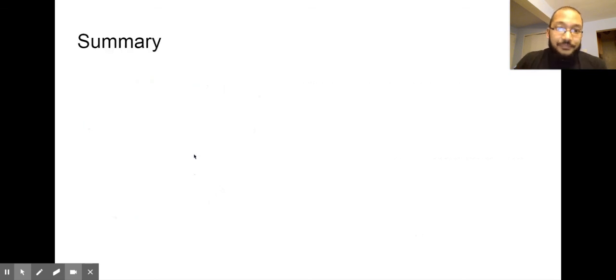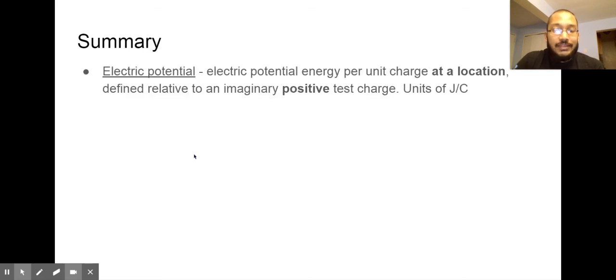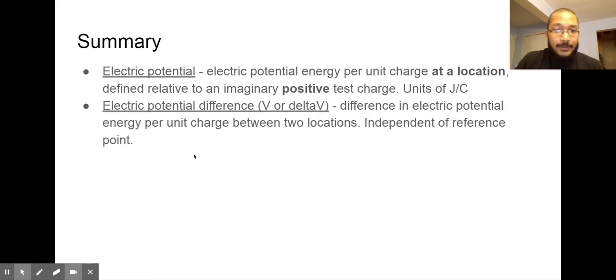In summary, I hope you realize I'm running out of breath just saying electric potential energy per unit charge. We shorten it to just electric potential. The key idea is it describes the location. The units are joules per coulomb, and it's relative to what a positive test charge would experience. Another key idea is that the reference point will affect the electric potential at a location, but the difference in two locations will be independent of the reference point. And so electric potential difference, we give the symbol V. Again, it's the same units, joules per coulomb.